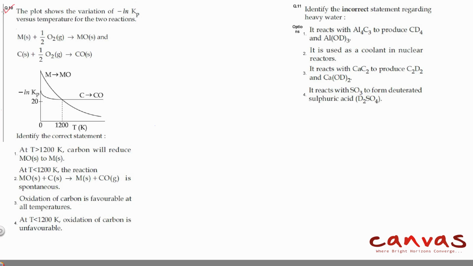Okay, so now moving on to the next question, 10th. Here we have been given a plot that shows the variation of negative of natural log Kp versus temperature for the two reactions. First is the metal getting converted to its oxide, and second is carbon getting converted to its oxide. Here it should be gases, so that's a mistake. Now this diagram reminds us of the Ellingham diagram in metallurgy.